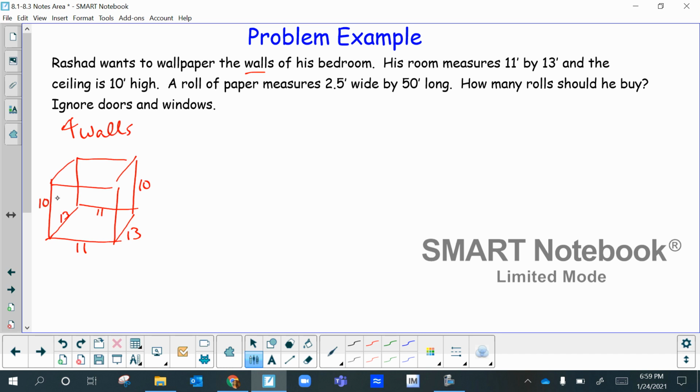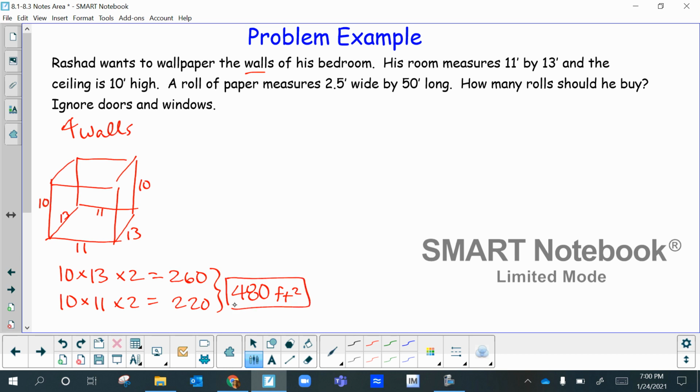That's what you need to do. Find the area of how much space we need to wallpaper. So we're doing 10 times 13, and we have 2 walls, so we're going to times that by 2. The other wall was 10 by 11, and we have 2 of those walls. So we're going to find those right there. So 10 times 13 is 130. 130 times 2 is 260. 10 times 11 is 110, and 110 times 2 is 220. You want to add that together, that's going to be 480 square feet that we need to wallpaper.